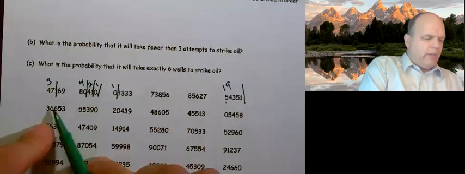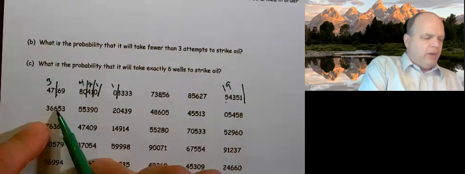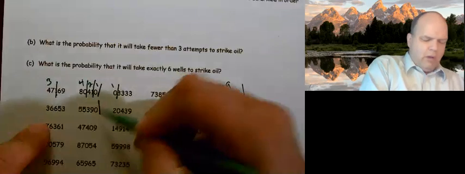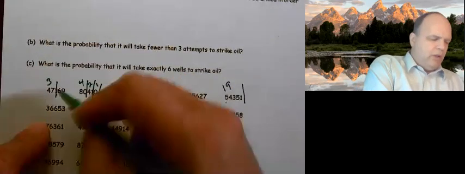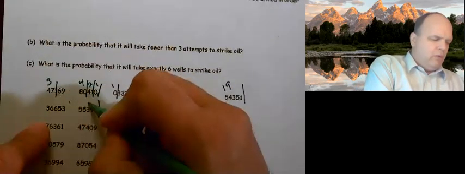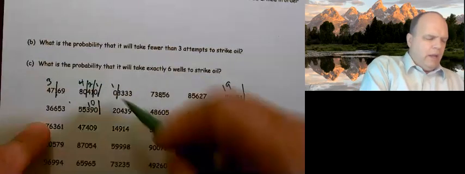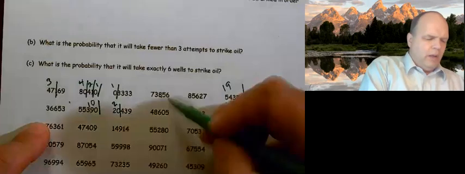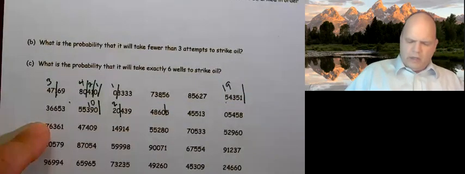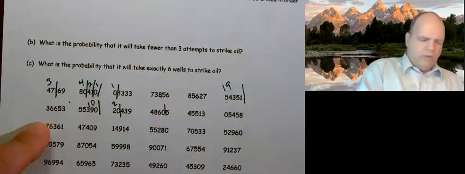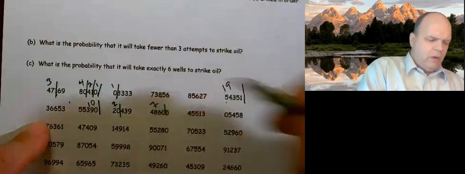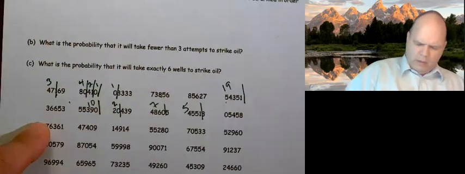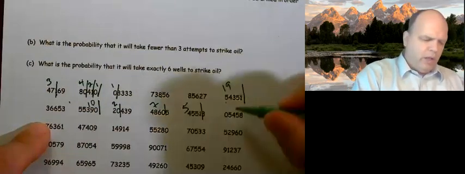All right, going on the next line, 3, 6, 6, 5, 3, nothing. Then I get a hit here. All right, so this is going to be 10 wells. Here is 2. I don't get another one until I get to here, which is 7. Then we get one right at 5. Then we have one at 2.